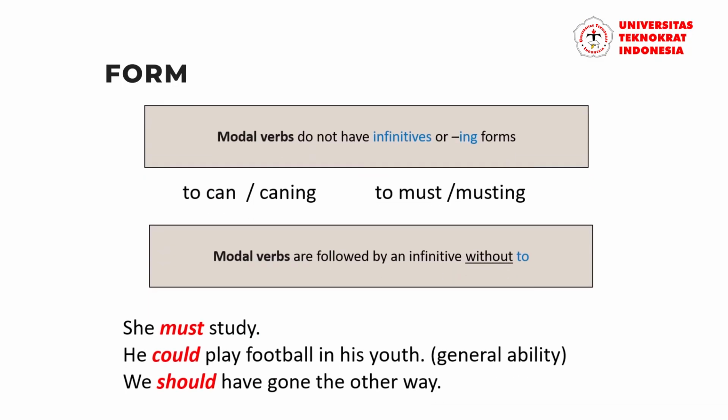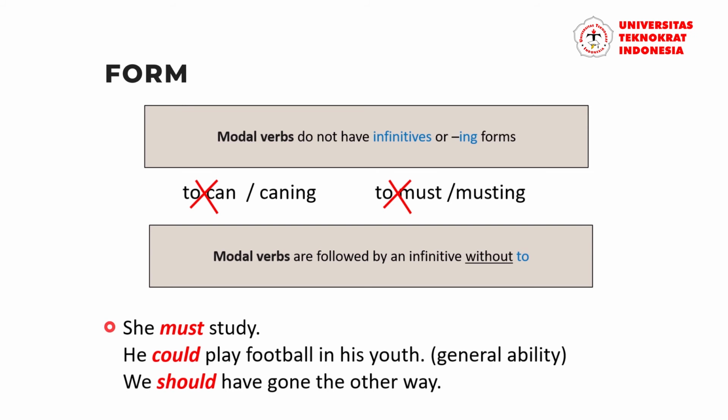Okay. For the modal verb itself, the modal is not in infinitive or ing form. So we say can, may, must, shall, will. Not to can, not canning, not to must, and not musting. Those are wrong. Okay. So modal verbs are followed by the base form or the infinitive without to. So it's infinitive only, not to-infinitive. Remember that.